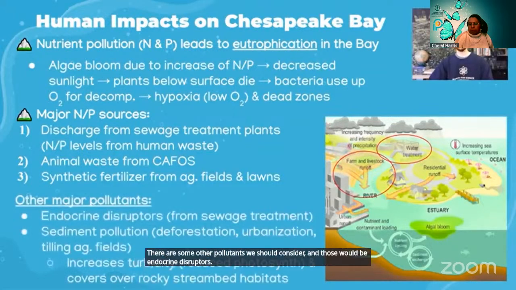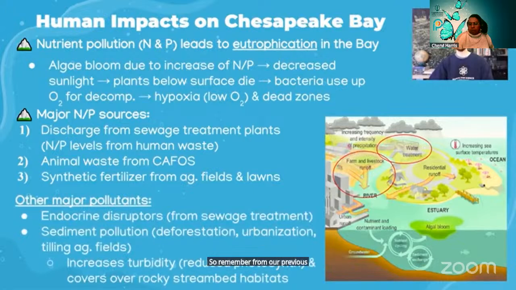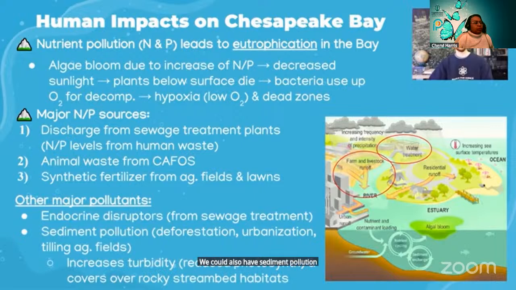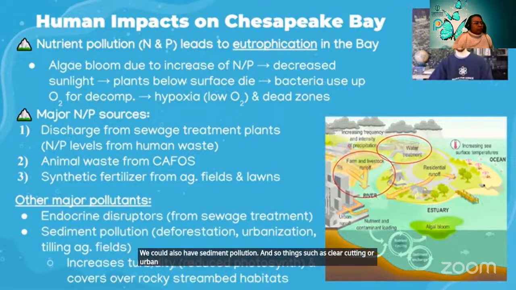So remember from our previous video that endocrine disruptors can be medications that just pass through the bodies of people and go to the wastewater treatment plant and aren't quite fully removed. We could also have sediment pollution, and so things such as clear cutting or urbanization or farming, those are all going to lead to sediments being more loose and being more easily carried into the river.